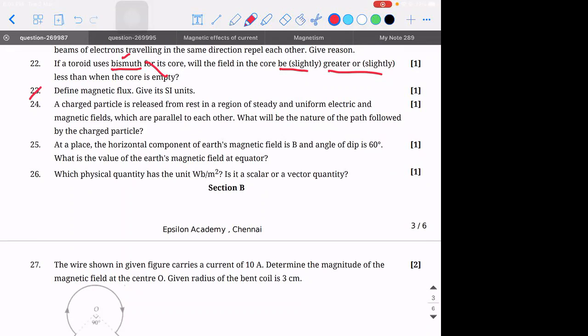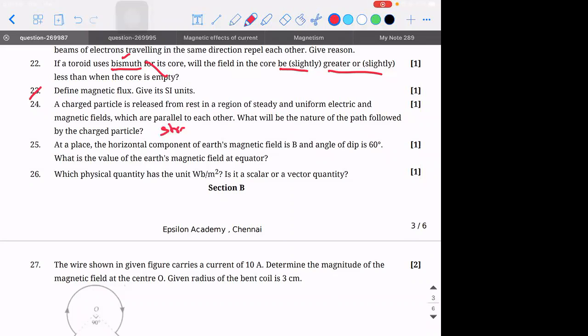Next. There is a charged particle which is released from rest in a region of steady and uniform electric and magnetic fields which are parallel to each other. What will be the nature of the path followed by the charged particle? So charged particle is released from rest. So due to electric field, it experiences force in the direction of electric field. Due to magnetic field, it will experience no force. So what will be the path?